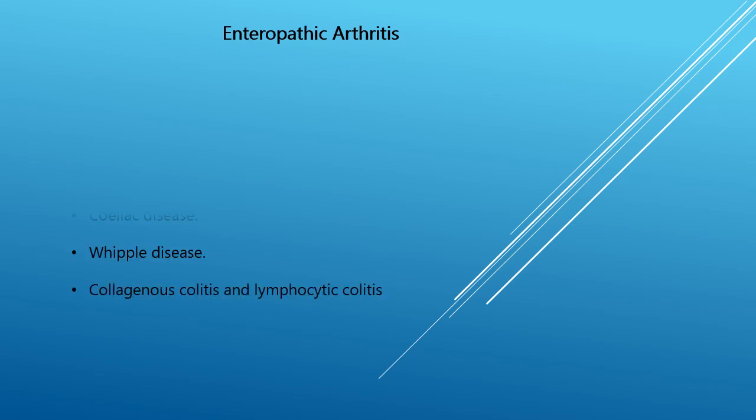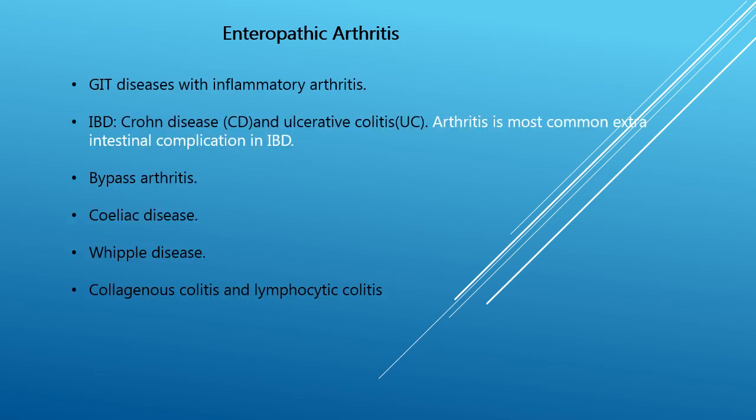Next subgroup is enteropathic arthritis. These are inflammatory arthritis which are usually associated with gastrointestinal diseases. The GIT diseases which can lead to enteropathic arthritis include inflammatory bowel diseases, which involve Crohn's disease and ulcerative colitis. Next is bypass arthritis, which is due to bowel bypass surgery. And then celiac disease, Whipple disease, collagenous colitis and lymphocytic colitis can also lead to enteropathic arthritis.